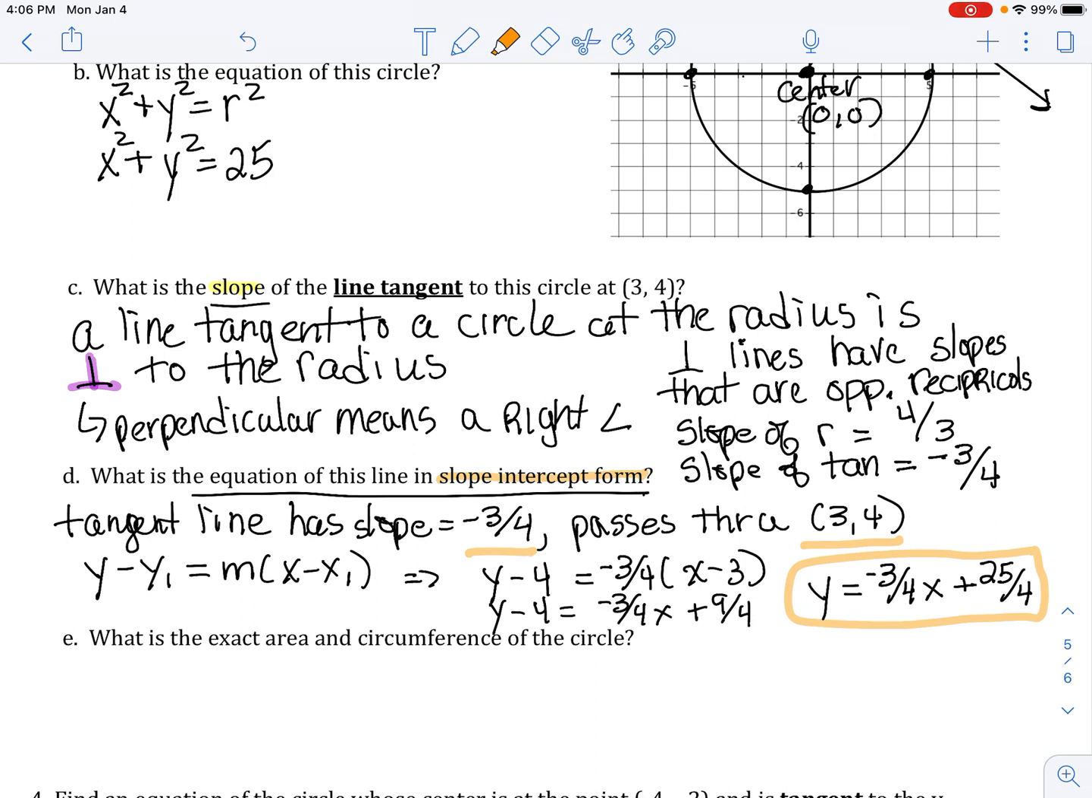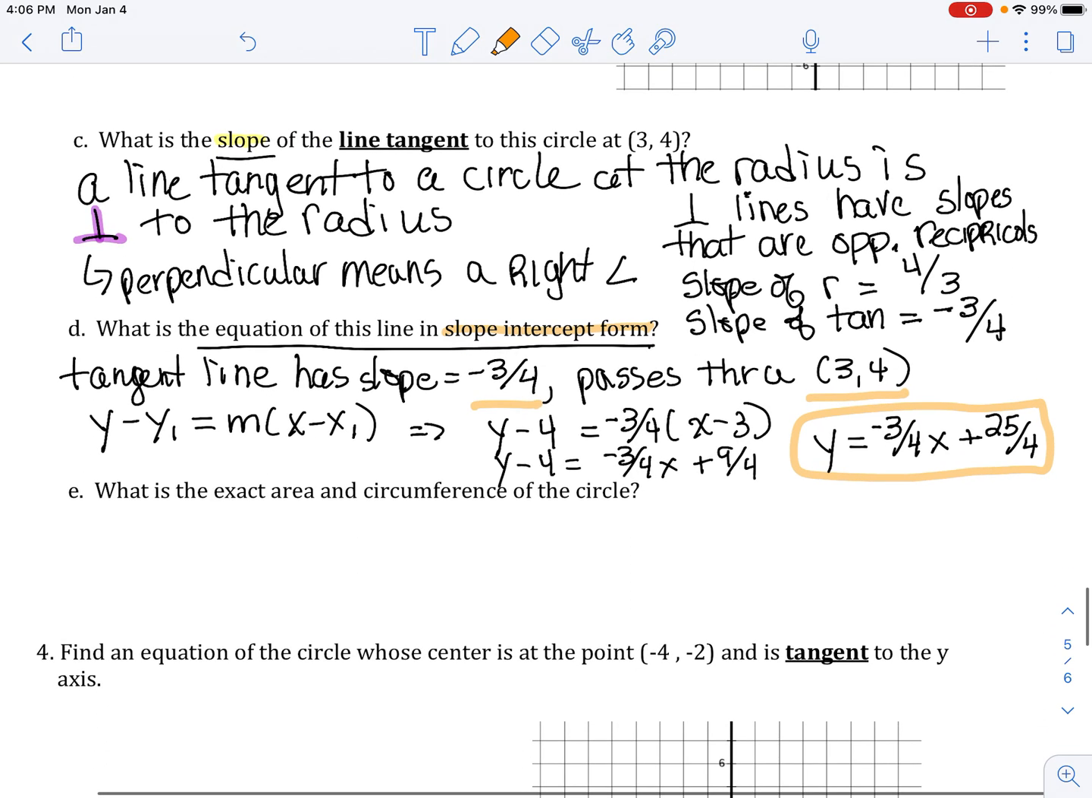So you can see how working with circles, we're connecting some of our algebra and geometry that we've learned before. Okay, last part of this. What is the exact area and circumference of this circle?